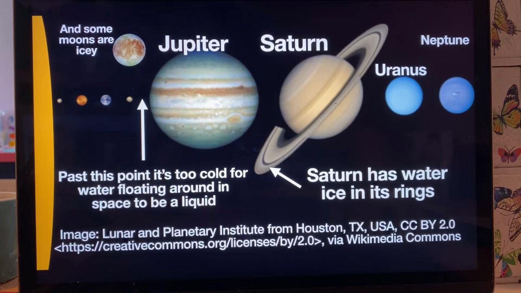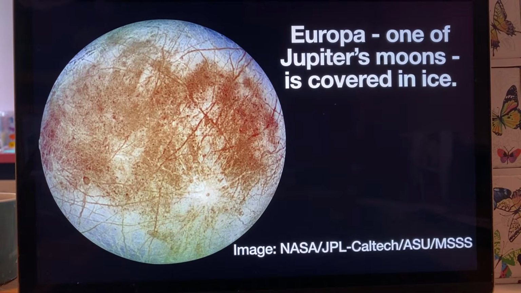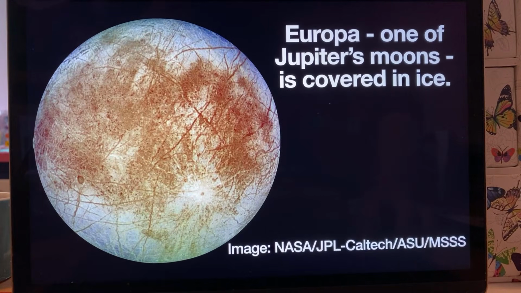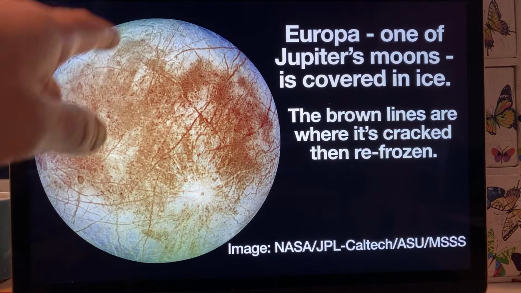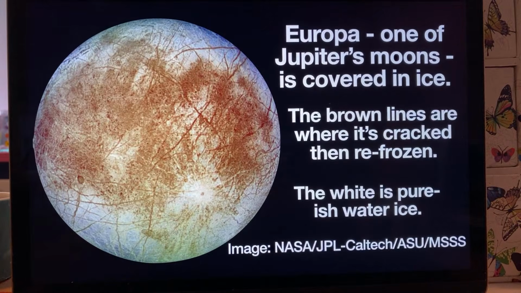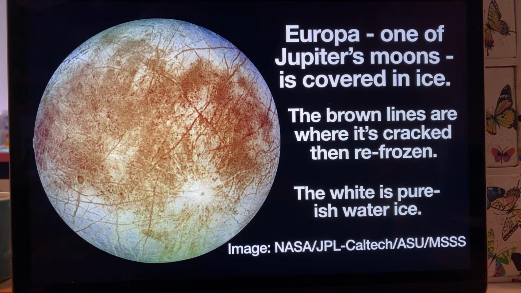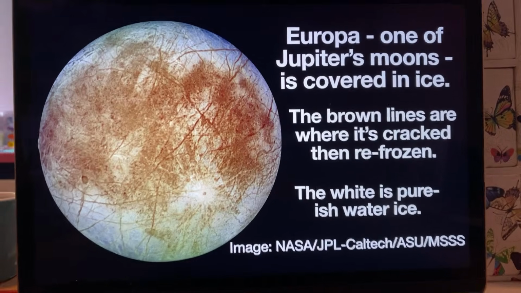Do you want a closer look at Europa? Yeah, you do. Come on, NASA bothered to take a photo of it. Let's enjoy this. So Europa is one of Jupiter's moons. It is totally covered in ice. These brown lines are where it's cracked and then refrozen. And the white, bluey bit is basically purish water ice. That's good, isn't it?